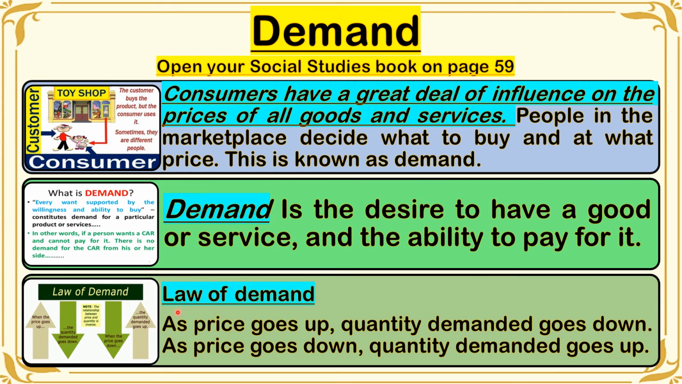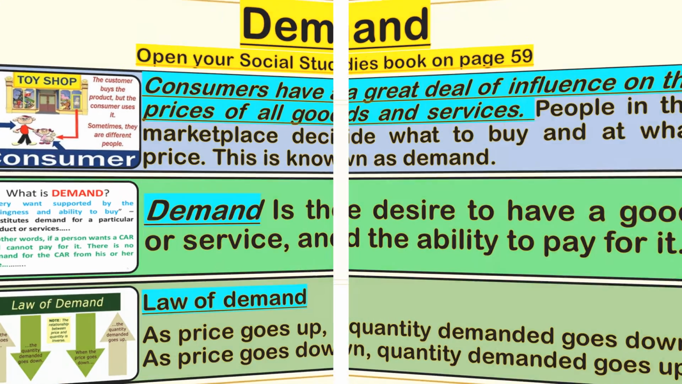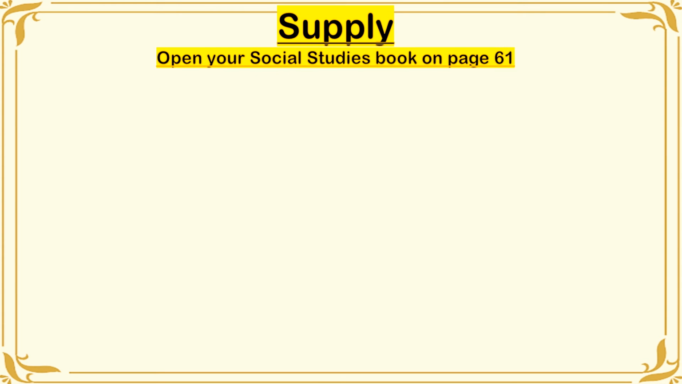And the law of demand tells us that as price goes up, quantity demanded goes down because, of course, who would buy a product that is very expensive? And as price goes down, quantity demanded goes up because a lot of people will buy that certain product. Now, class, let us study what is supply.